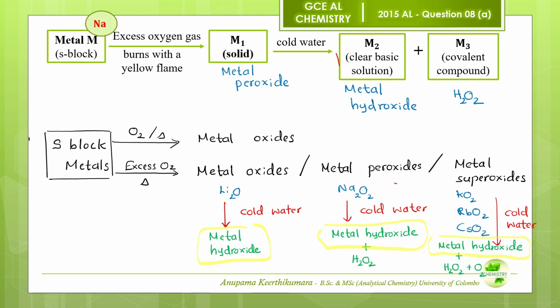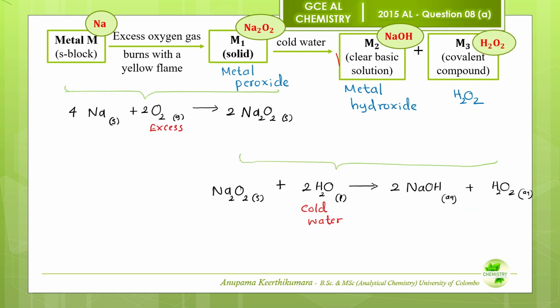Then this metal peroxide is sodium peroxide. Next, M2, the metal hydroxide, is sodium hydroxide. Then the covalent compound M3 is hydrogen peroxide. Now we will consider the balanced chemical reactions involved.